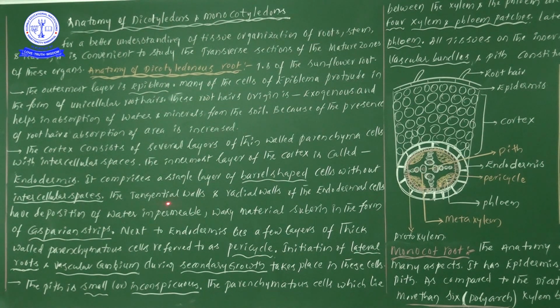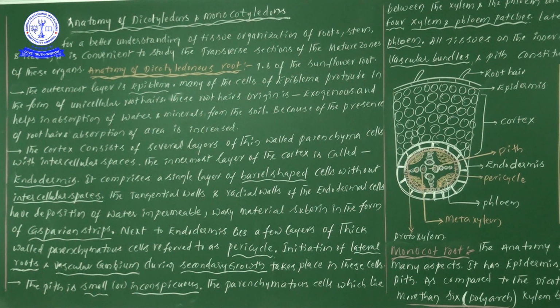Next one, tangential walls, parallel walls. Suppose you take one cell, exactly at the spotlight: this is the tangential wall, and the side walls, the vertical lines, are radial walls. The tangential walls and radial walls of the endodermal cells have deposition of water impermeable, waxy material in the form of Casparian strips.